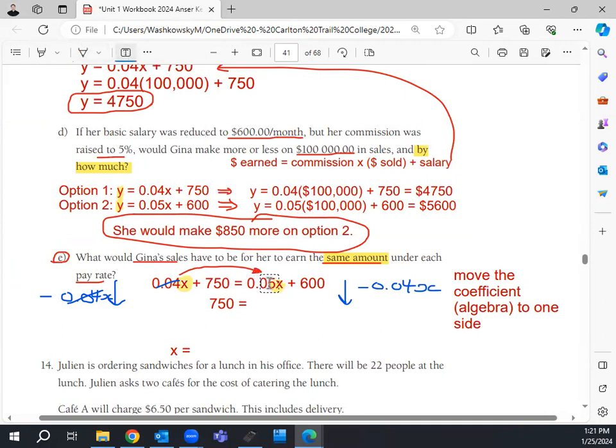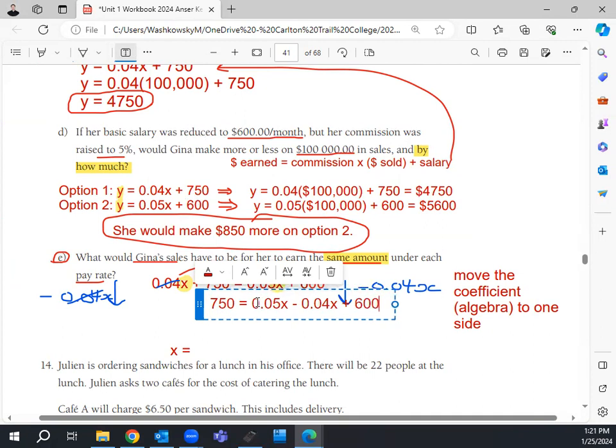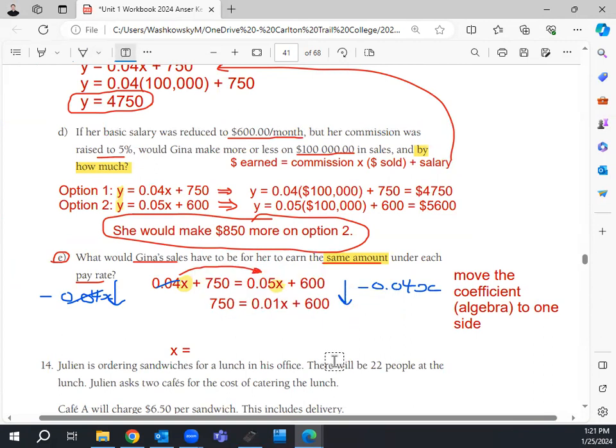Is equal to, so what's 0.05x minus 0.04x? Now you could do this. I'm just going to skip this step and do this right now. 0.01x, right? So that's what's changed here: the 5 turned into a 1 because it got subtracted by that.